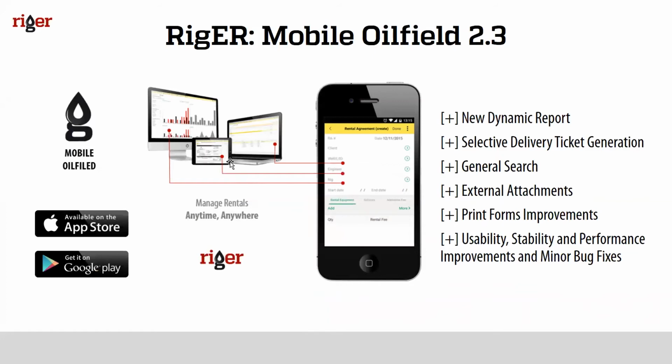One of the parallel additional updates was done this week. It was a mobile Oilfield application update in App Store and Google Play. We added a new dynamic report, selective delivery ticket generation, and a global search, which gives you the ability to search through all the tickets. External attachments are available on mobile phones. Print form improvements, and general usability, stability, and performance improvements, and minor bug fixes.